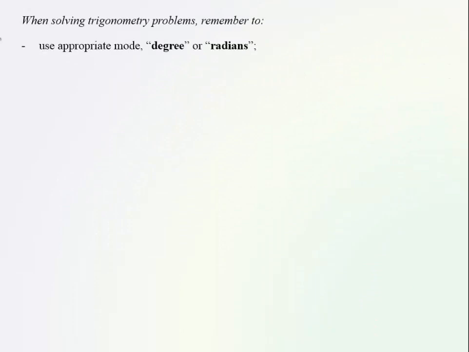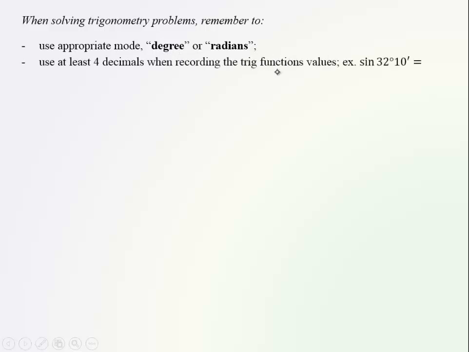Here's a list of things to remember when solving trigonometry problems. First of all, make sure that you are in the proper mode, either degree or radians. So if your calculation doesn't make much sense, check the mode. When you calculate values of trig functions, use at least 4 digits. So for example, sine of 32 degrees 10 minutes should end up to be 0.5324 when you round to 4 digits. Please check it on your own.